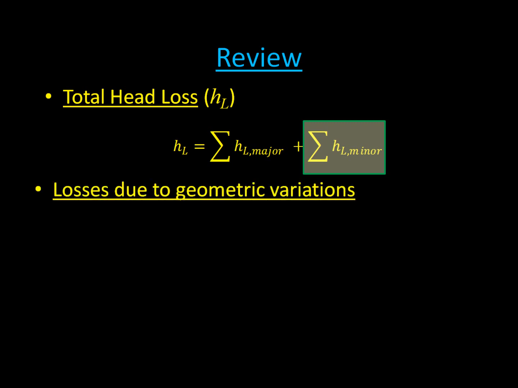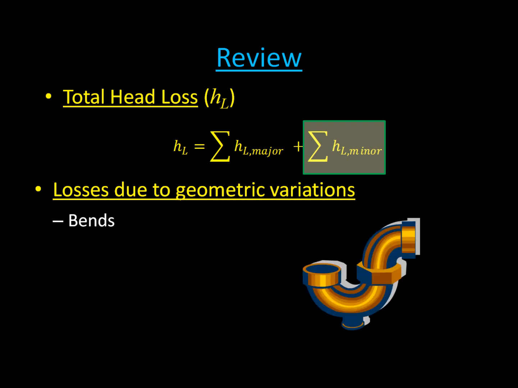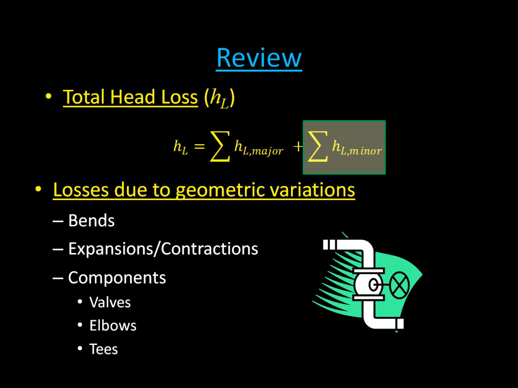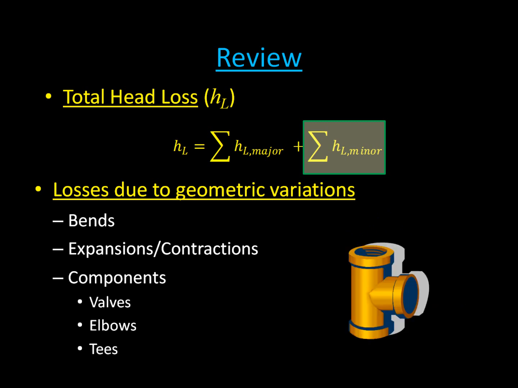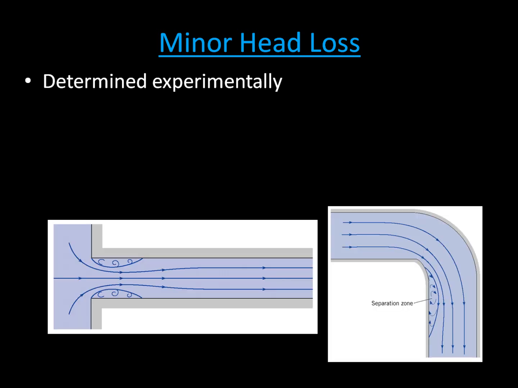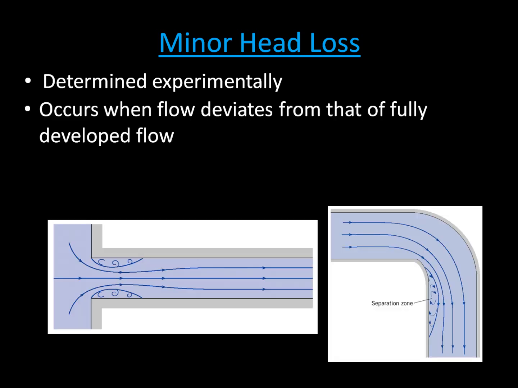So what is that minor head loss that I alluded to? Well, they're losses due to geometric variations in the pipe. So it could be bends, it could be expansion or contraction going from a big pipe to a little pipe, or a little pipe to a big pipe. Any components, elbows, T's, these are elbows, I'll show you a T in a minute, valves, those are going to cause some type of losses, some reduction in pressure. So minor head loss is determined experimentally. It occurs when flow deviates from that of fully developed flow.